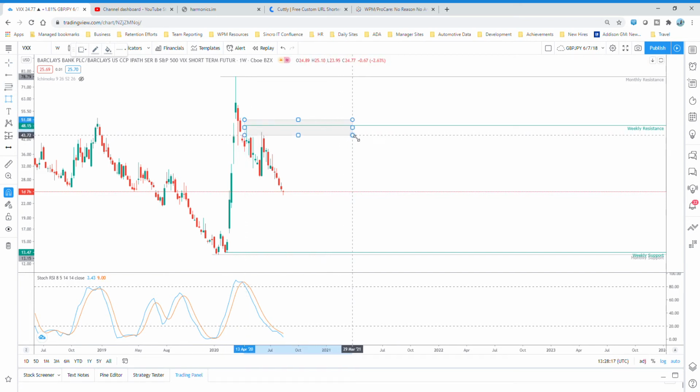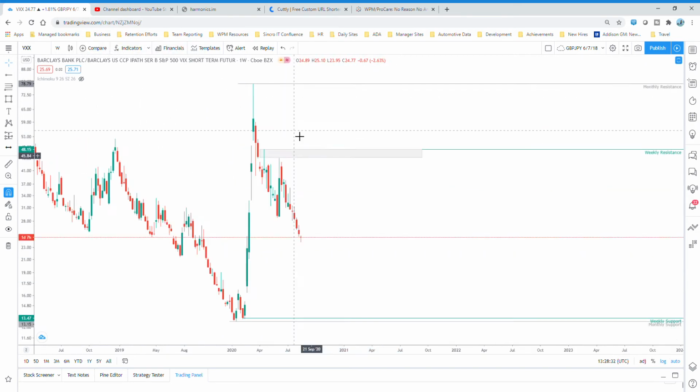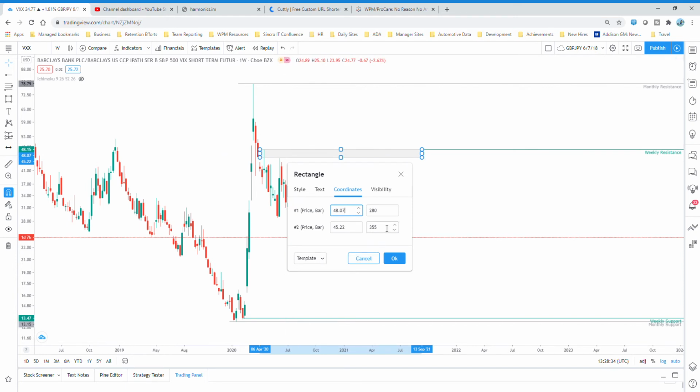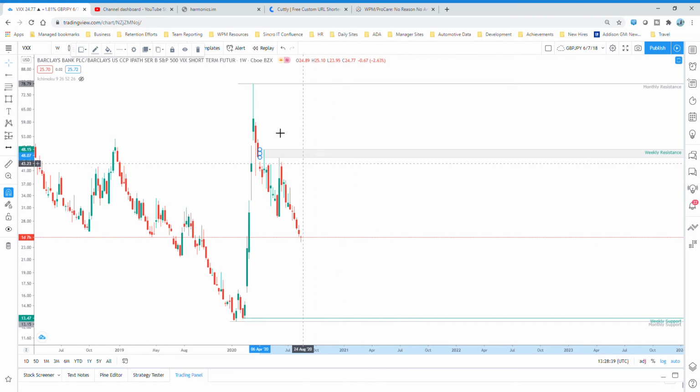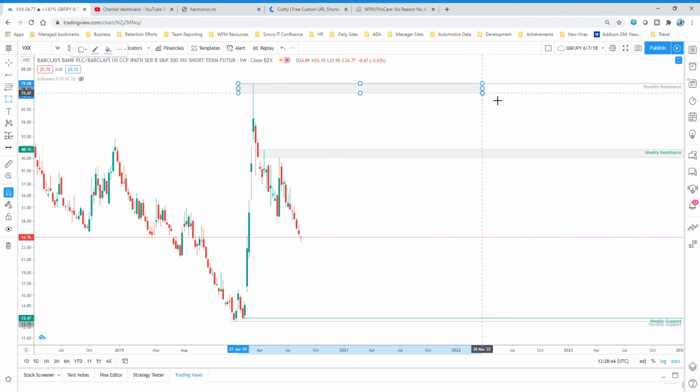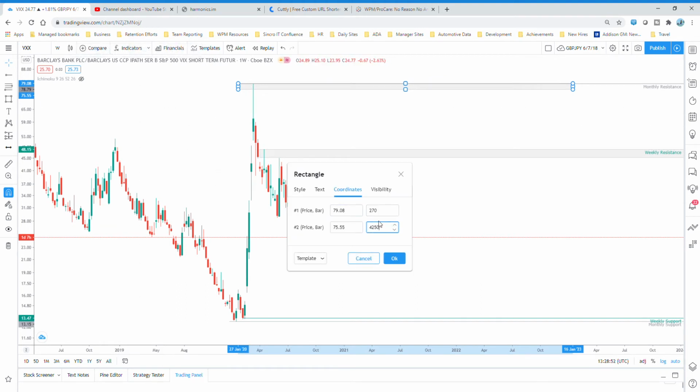Generally, I go from wick to body. This is a large zone here, so I'll just go to the next wick, wick to wick on this particular zone. And then to extend it out, just add a 0 here, so that'll give you your zone there. And we can do the same thing up here. We wouldn't draw the same wide zone, but give us an area to watch.